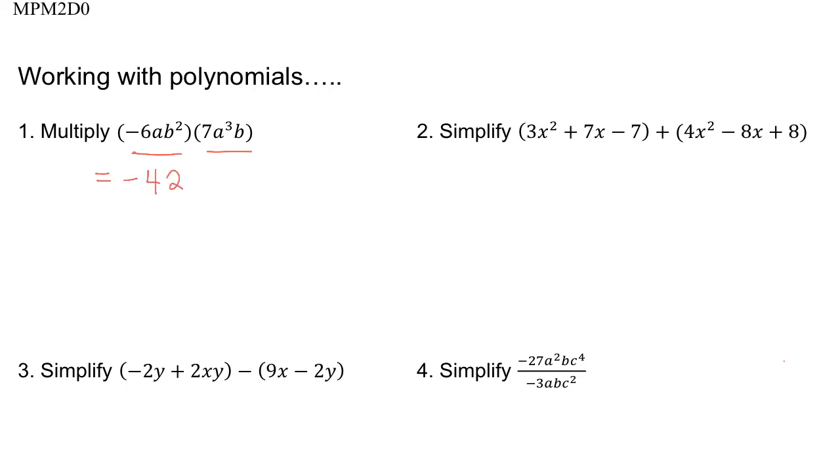And then I'd have a times a cubed, which, using my exponent laws, I'm going to add those exponents together. So I have a to the 4, and then I have b squared times b to the 1, which gives me b cubed. Okay, so that's my final answer there.